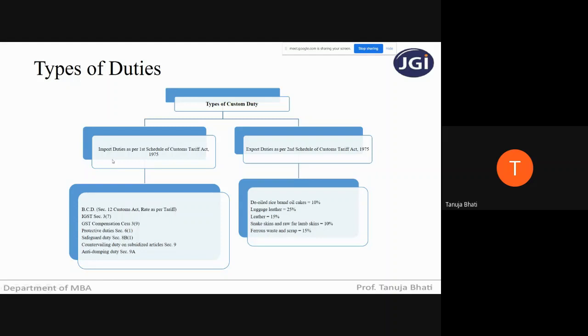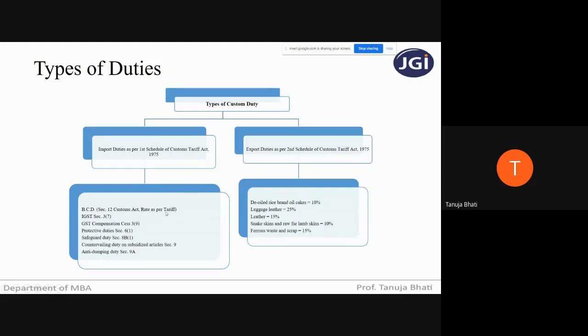So first we're just talking about import duties. This BCD, that is basic customs duty, will be levied on all the goods that are imported into India. Now this basic customs duty will be levied as per section 12. We have seen the charging section, section 12 of the Customs Act, and the rate you will take as per the Tariff Act. The charging section is section 12. But the rate of BCD, what rate should you charge on that particular goods, will be determined as per the Customs Tariff Act.